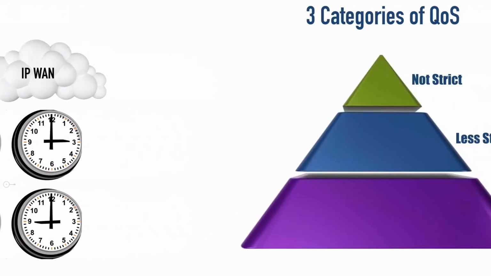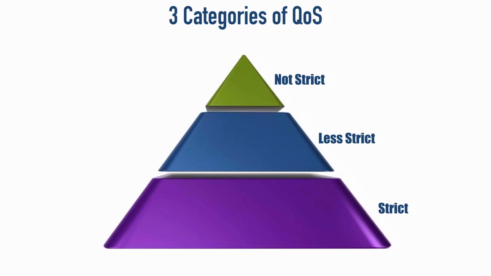And quality of service breaks down into three different categories. We have a best effort category that's not strict at all. In fact, I even hesitate to call it a quality of service category because really it's FIFO, first in, first out. The first packet that comes into the router or switch is the first packet to go out. There's no reordering of packets. There's no prioritization. It's just first come, first served. That's best effort quality of service.